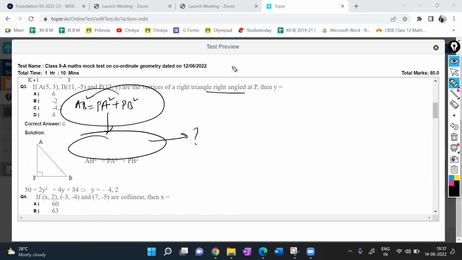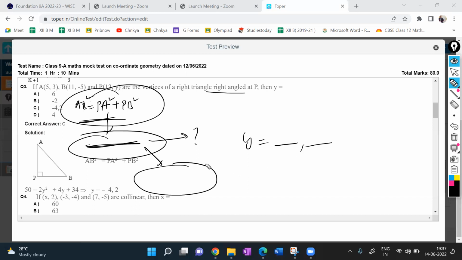What I'm asking is that AB square is equal to PA square plus PB square. After simplifying all this, we got one equation. From that equation, I factorized for getting the y values. What is the equation I'm asking?